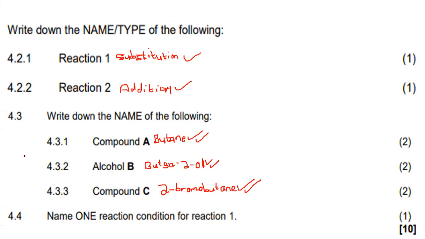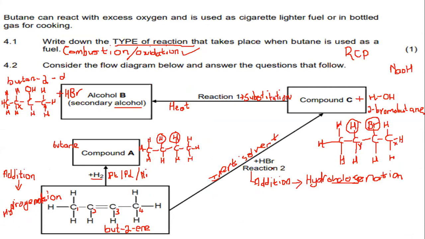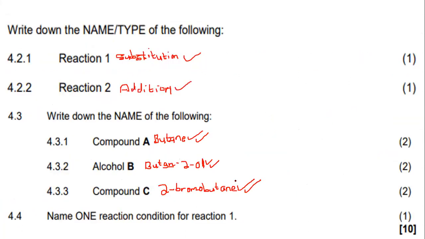Right, then we go to 4.4. We are required to then name one reaction condition for reaction 1 altogether. So if you want reaction conditions here, remember those are reaction conditions of haloalkanes. And our haloalkanes undergo substitution. And we know for them to undergo substitution, we require mild heat, and they were very nice to us because they are actually requesting for 1. So it must be mild heat.